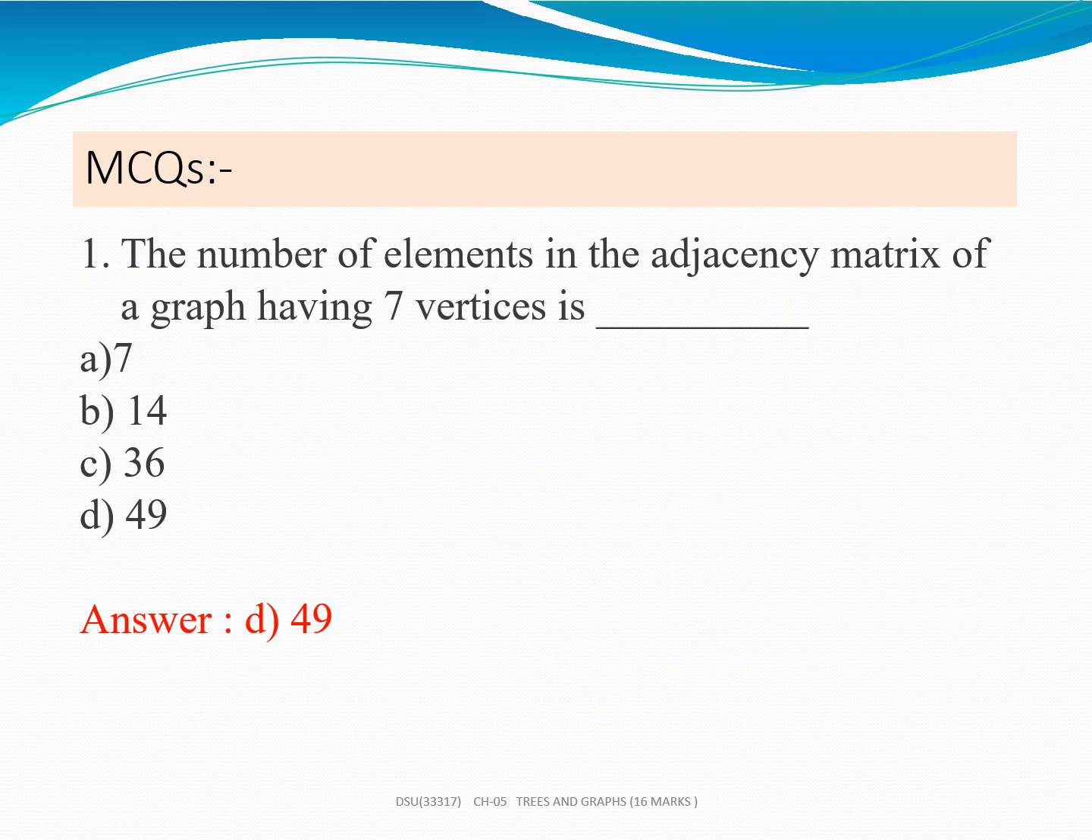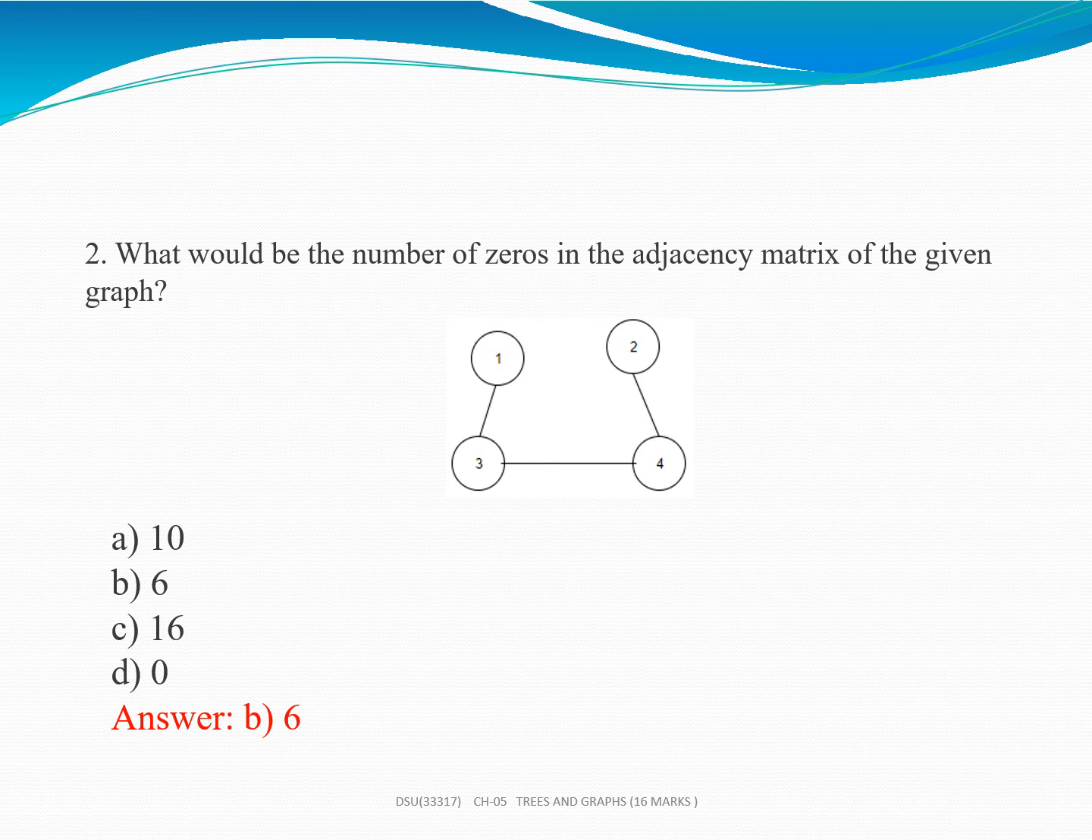Okay, now we will see some MCQs. The number of elements in the adjacency matrix of a graph having 7 vertices is 49. Next, what would be the number of zeros in the adjacency matrix of a given graph? The options are 10, 6, 16 or 0, and the answer is 6.